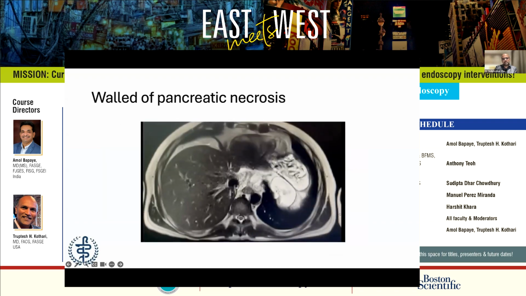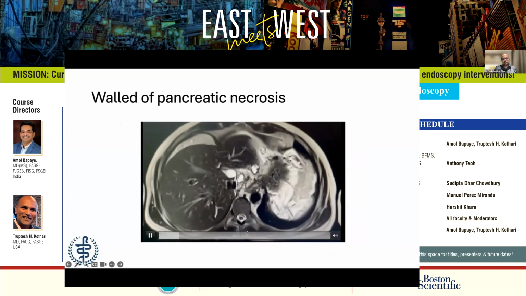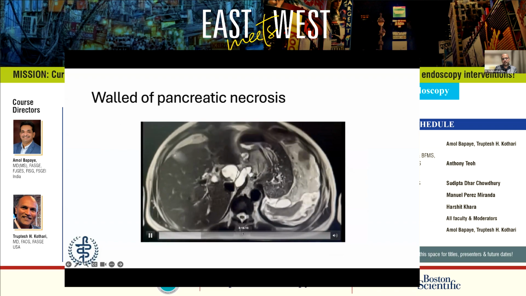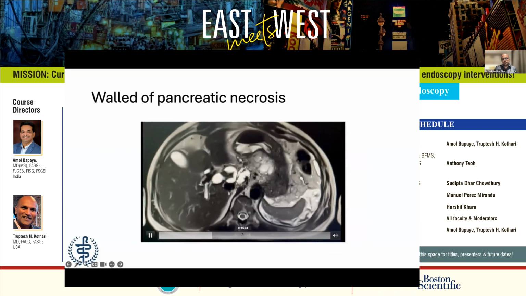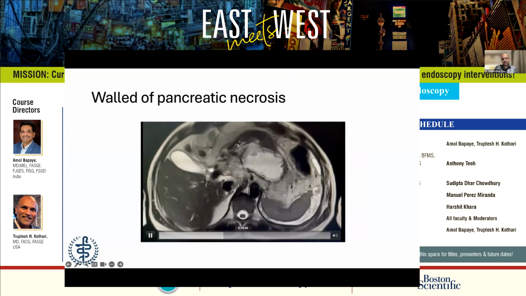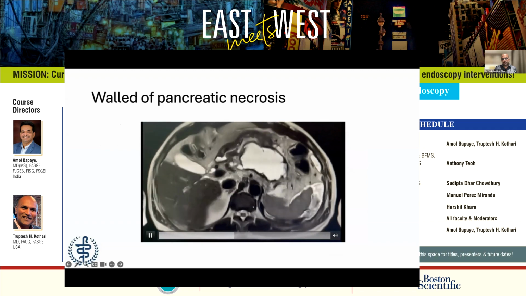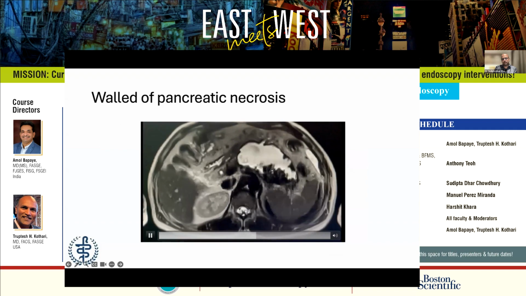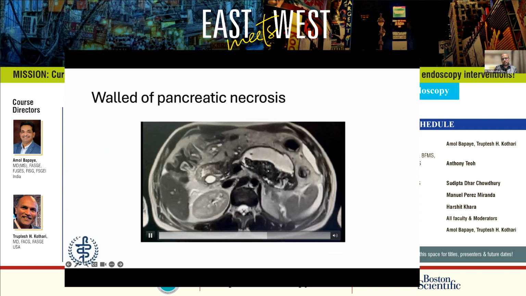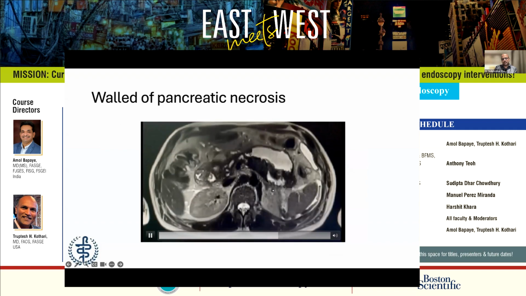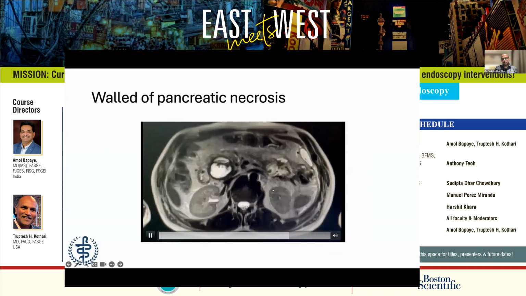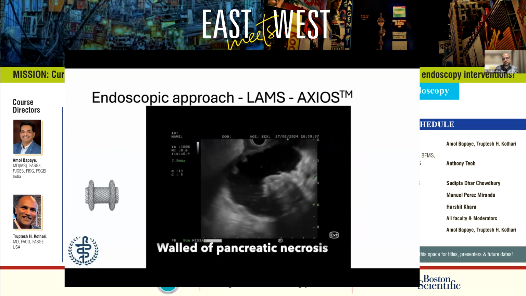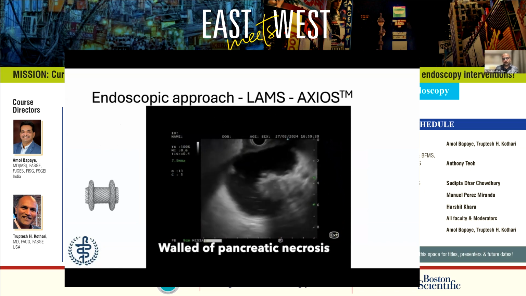So this is just a recent case, from last week. This is a gentleman with acute on chronic pancreatitis who came in with severe abdominal pain. As you can see, there's a large fluid collection and a significant amount of necrosis. The video, please. You'll see that there's a significant amount of necrosis here. When the necrosis is more than 50%, these are candidates which do not do very well with plastic stents. So we proceeded to put in a lumen-apposing metal stent, in this case, a Hot Axios.